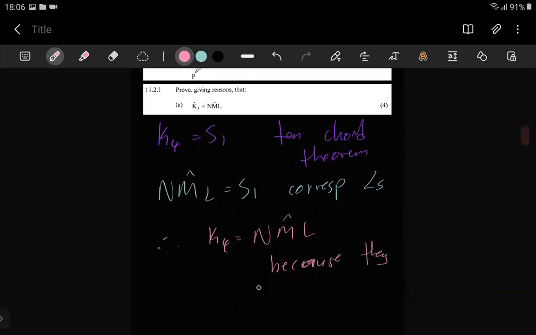they are both equal to S1. That's how I remember how to spell because.